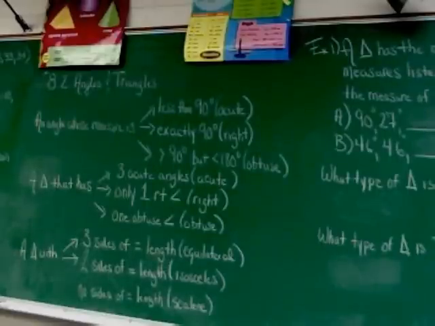A triangle with 2 sides of equal length is called an isosceles triangle. And a triangle with no sides of equal length, all the sides are different, in other words, is called a scalene triangle.